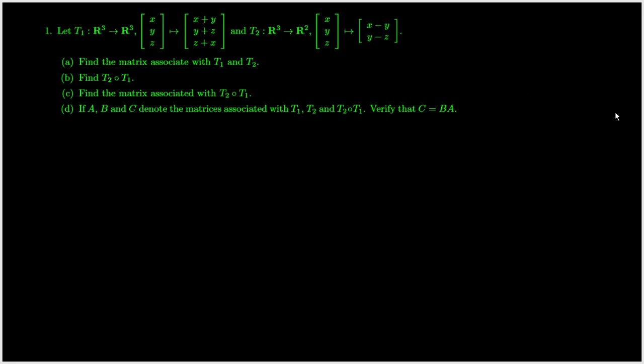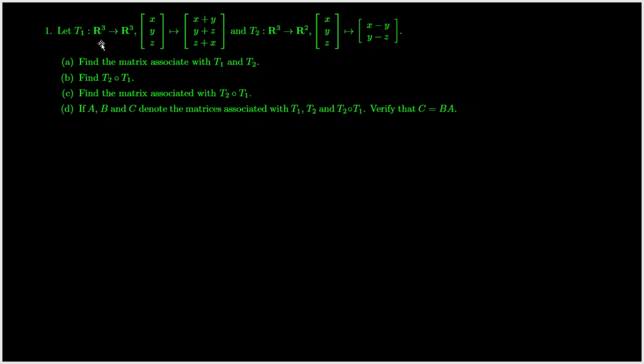Now you look at the question. In the question, you are given two linear maps. These two maps are linear. T1 is from R3 to R2. So you see every vector in R3 with 3 components is mapped to a vector in R2.